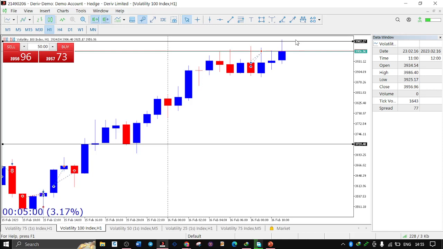Now, when you understand this pip and you multiply it with your lot size, maybe 50, you're going to get the amount of money you're going to win on that trade. Pip difference times lot size equals the amount you're going to get or you're going to lose. So what is the lot size? Take for instance, for this asset we have 50 as the maximum. You multiply by 50.